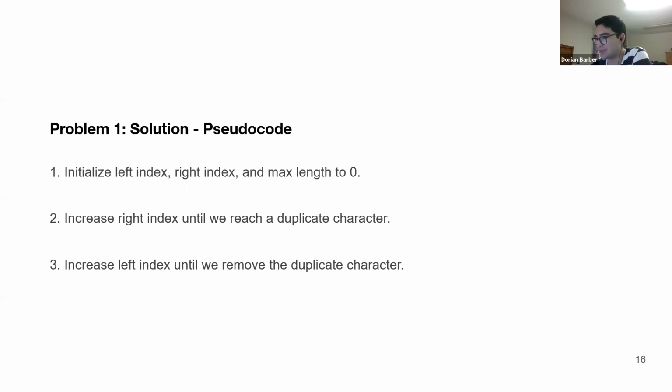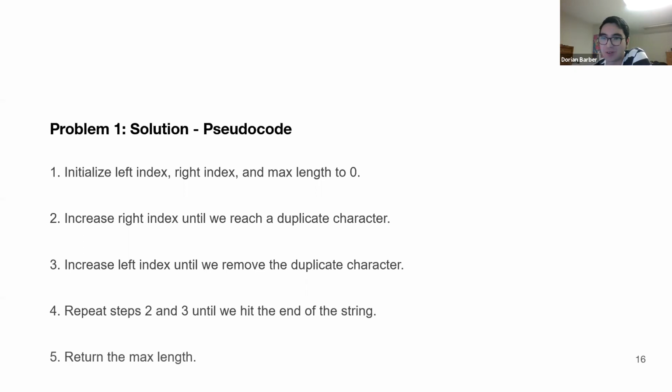Then the next thing we'll do is just rinse and repeat. Throughout the process, we'll be keeping track of the max length we've seen so far. And then, of course, the last thing we need to do is return the max length we've seen.